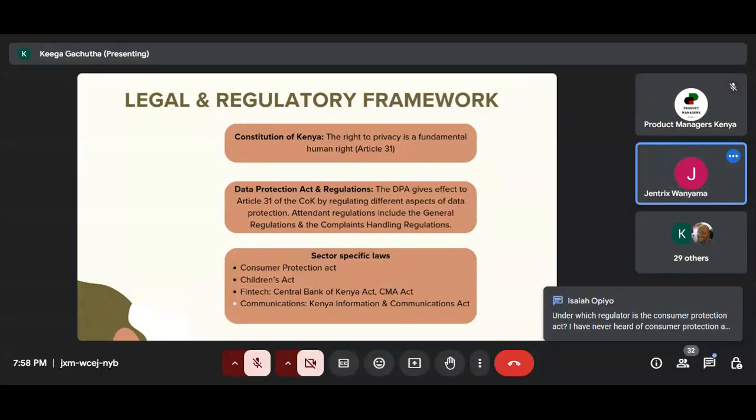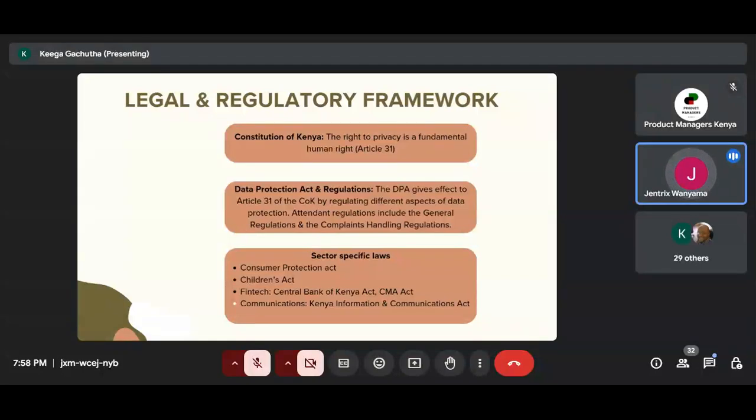Think about any company registered in Kenya dealing with data, your Safaricom, your Airtel. I'm just thinking of the telcos, but any company registered in Kenya.